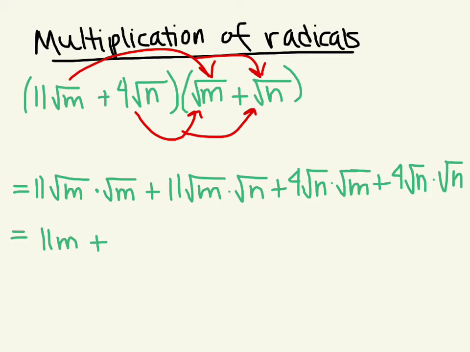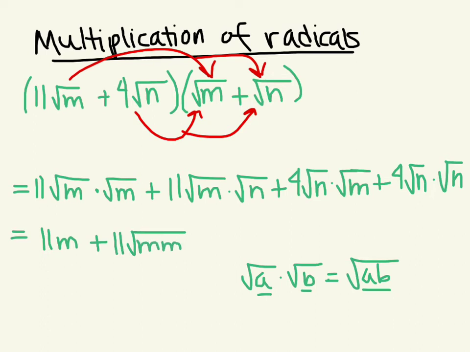So now we get plus 11 times the square root of m times n. Well, these don't have the same radicand, so we're going to use the rule that says the square root of a times the square root of b is equal to the square root of ab. So we get to multiply the radicands together into a single radicand. So the square root of m times the square root of n is actually the square root of mn. And I'll go ahead and erase this.